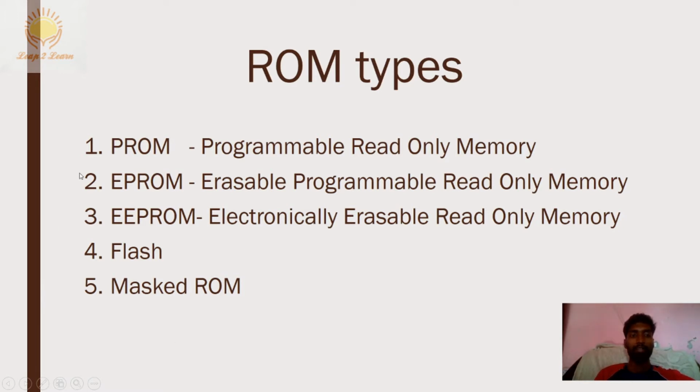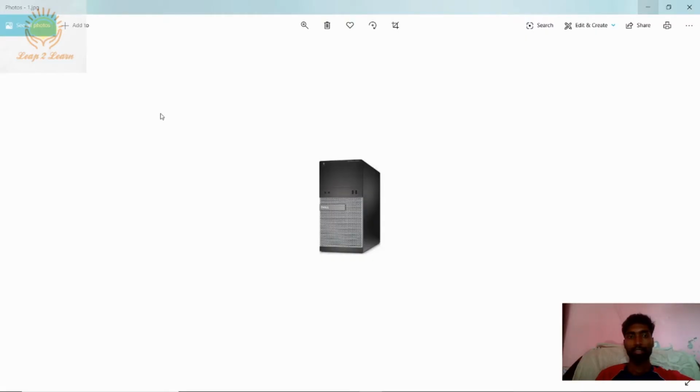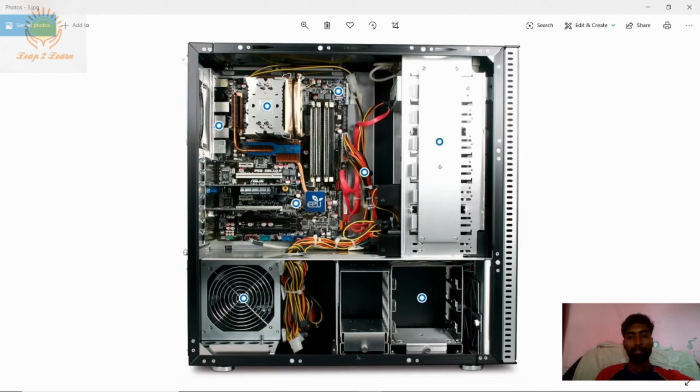First of all, what is the physical structure of a ROM? Let's see. Students, this is a CPU, we already know. This is the inside components of the CPU, and already in the previous video we saw that in this place we can install a RAM. Now where is a ROM? Can you identify where the ROM is?